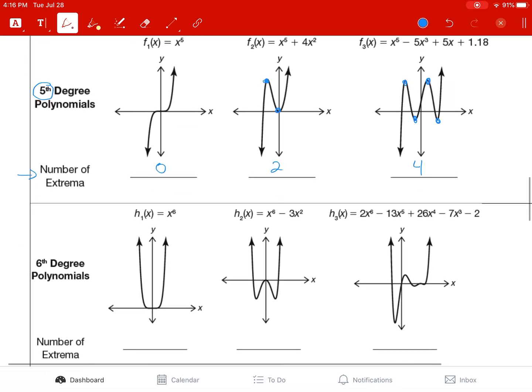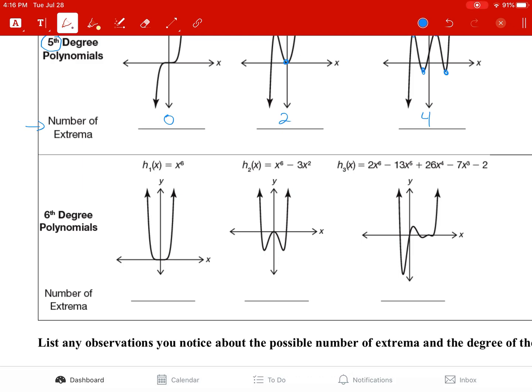Okay. Last example here is the 6th degree. So x to the 6th is just 1 extrema. It's got 1 valley. A little bit bigger equation with more stuff in it, we have 2 valleys and 1 peak for a grand total of 3.